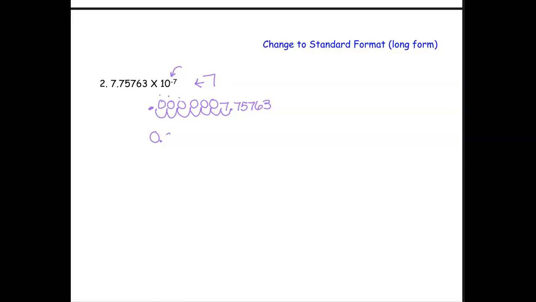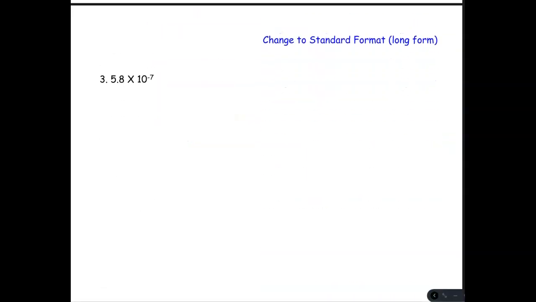1, 2, 3. 7, 7, 5. 7, 6, 3. And then give it a circle.